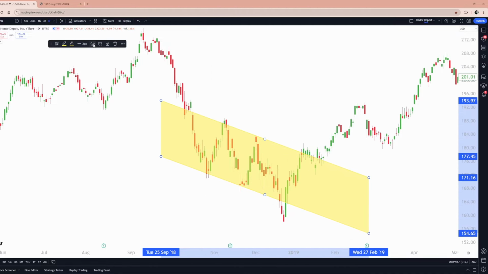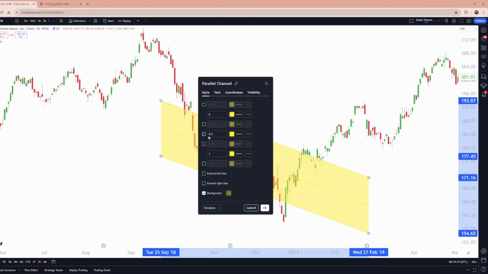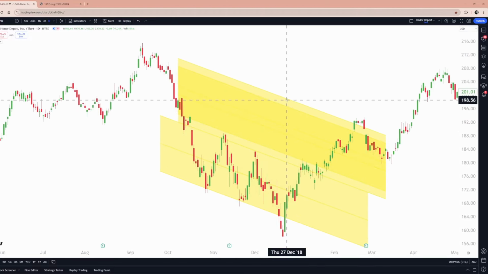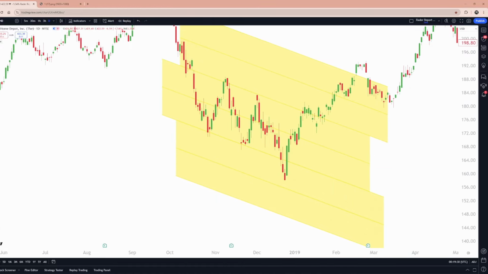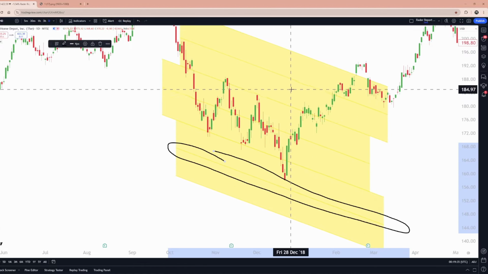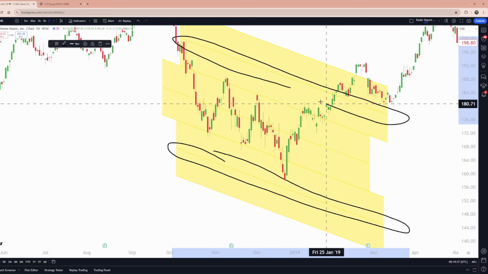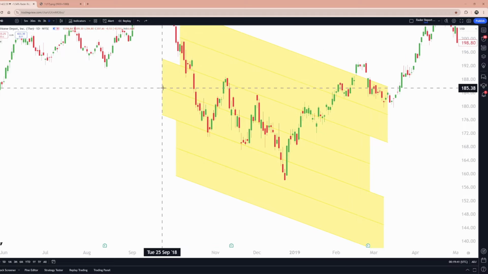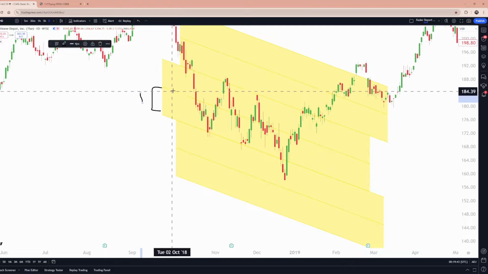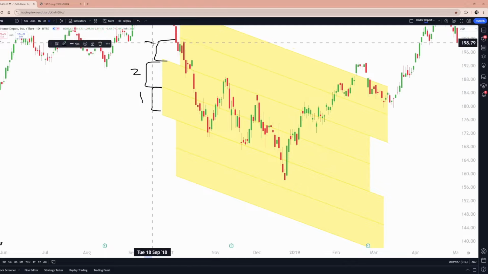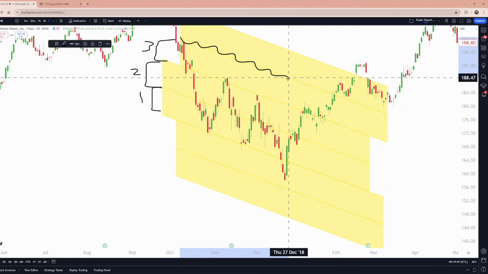Once you get that, turn on the midline of that channel. Then simply copy this channel to the upside and to the downside. The middle line of those channels, this line right here, is going to be your third deviation to the upside and your third deviation to the downside. Why is it called third deviation? Because each half channel is one deviation. So that's 1, that's 2, and this is 3. So this line right here is your third deviation.